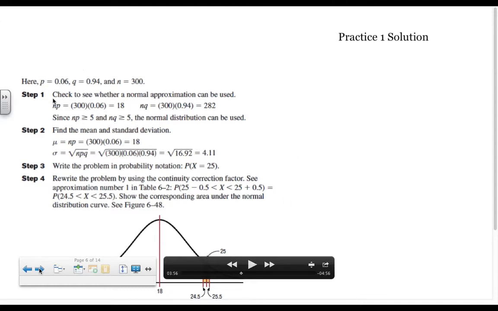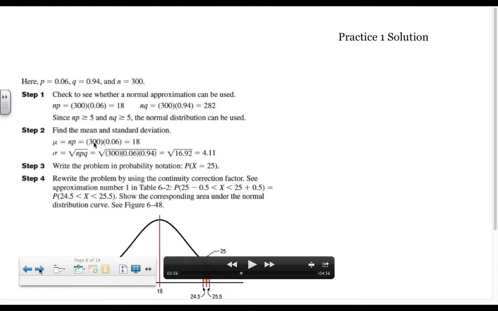So first of all, step one is we take the probability, which is 0.06, the Q, which is 1 minus 0.06, 0.94, and N is 300. So we do NP: 300 times 0.06 is 18, and NQ: 300 times 0.94 is 282. So it definitely checks out. We can do the problem.